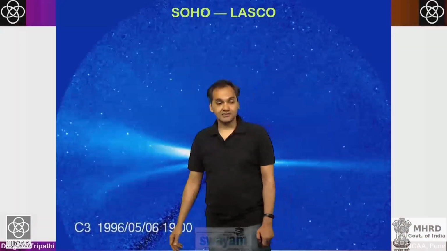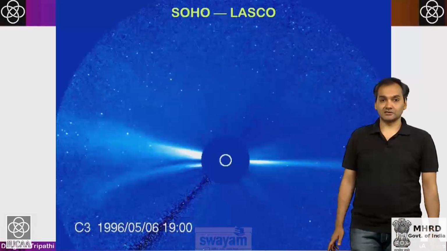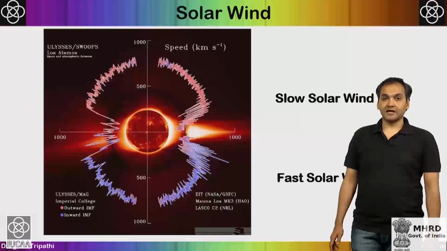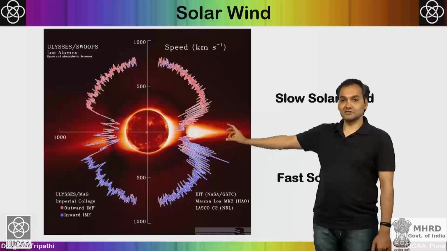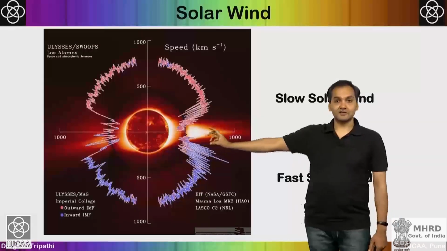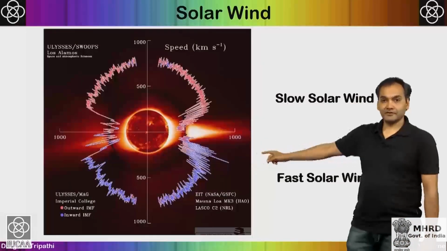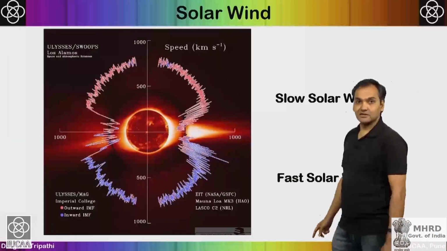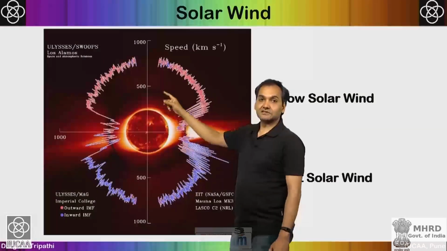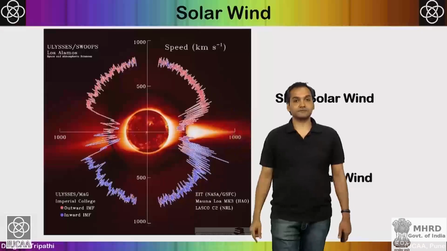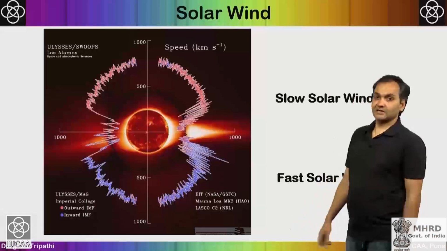We now know that this is because there is a constant flow of wind going out of the sun, which we call solar wind. If you look at the speed measurements, done by the Ulysses spacecraft, near the equator you have a velocity distribution of about 300-400 kilometers per second, whereas towards the pole you have strong winds going at around 700-800 kilometers per second. So, there are fast winds and there are slow winds.